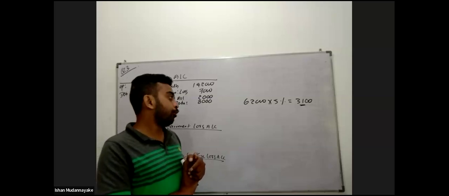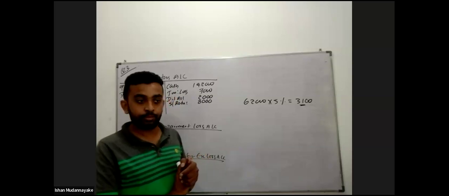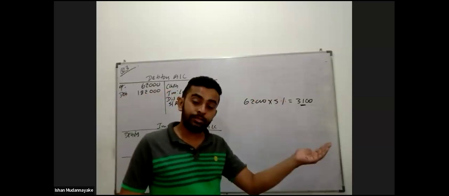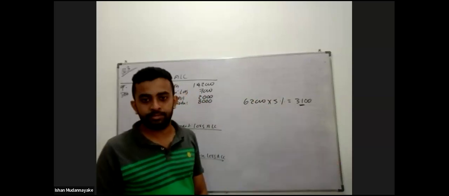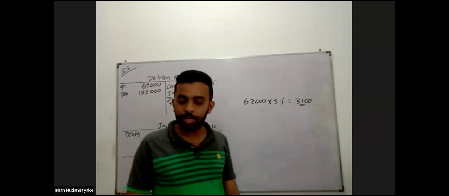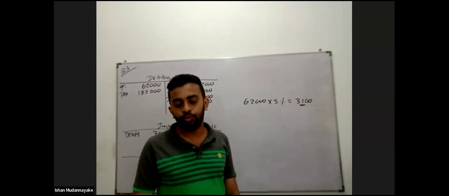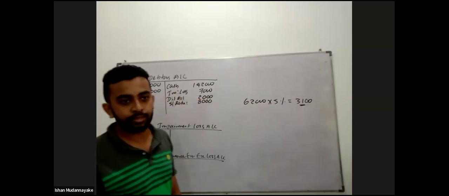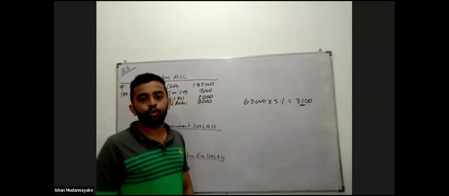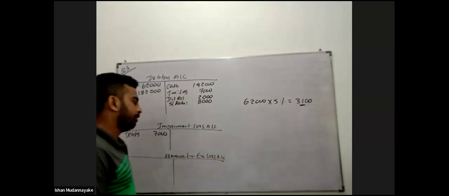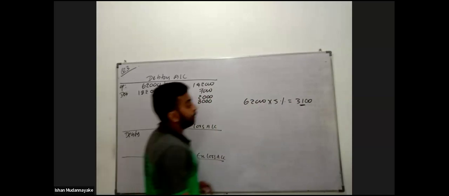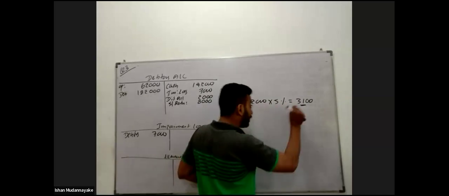Based on the opening debtor balance. Opening debtor balance means last month's closing debtor balance, or last year's closing debtor balance, which is this year's or this month's opening debtor balance. Based on that, the allowance for expected loss opening.